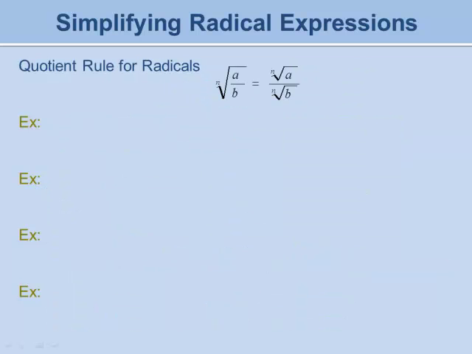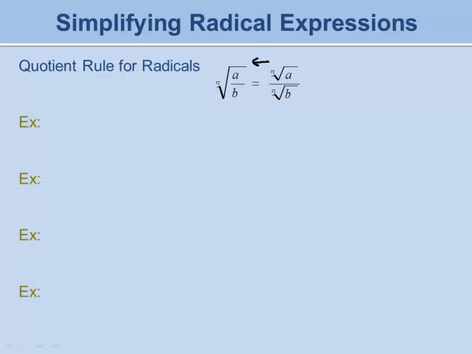There's also a quotient rule for radicals, which is very similar. The quotient rule says if you're taking the nth root, some root of a fraction, a divided by b, you can, if it helps you, split out that fraction into equivalent radicals that can then be simplified separately. Or, in some cases, you might need to do the reverse.